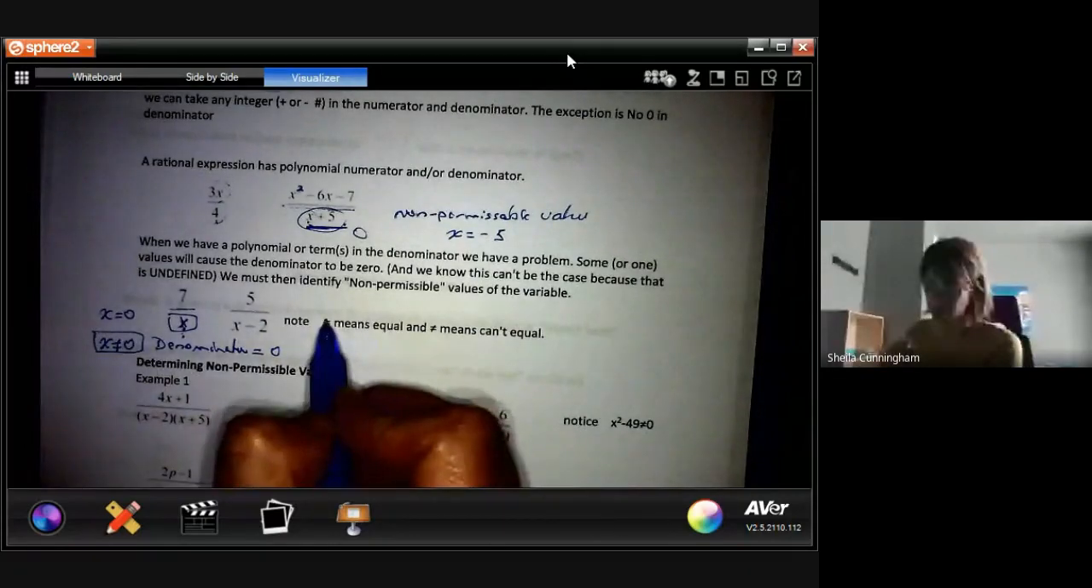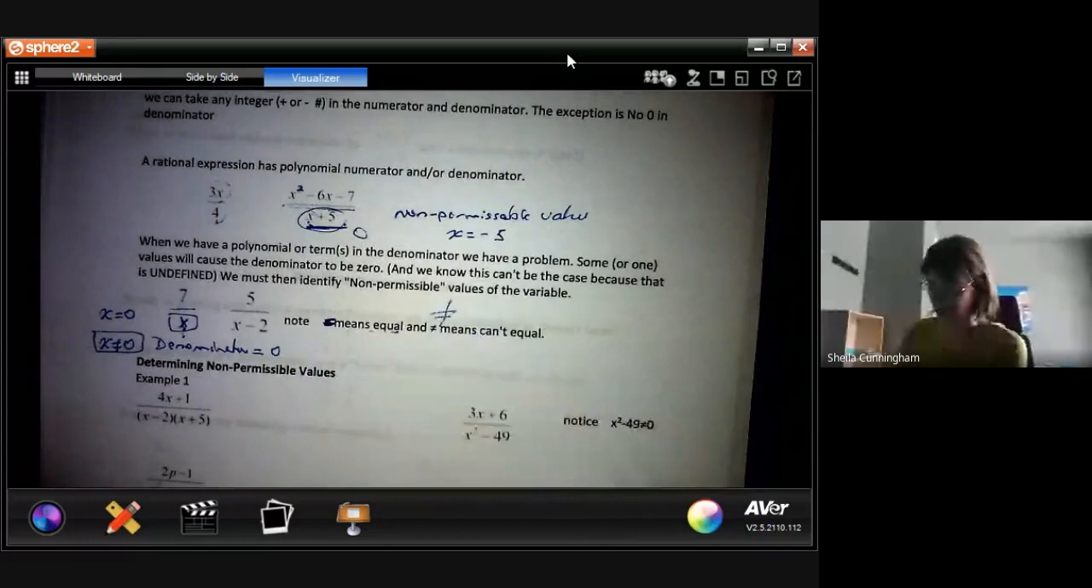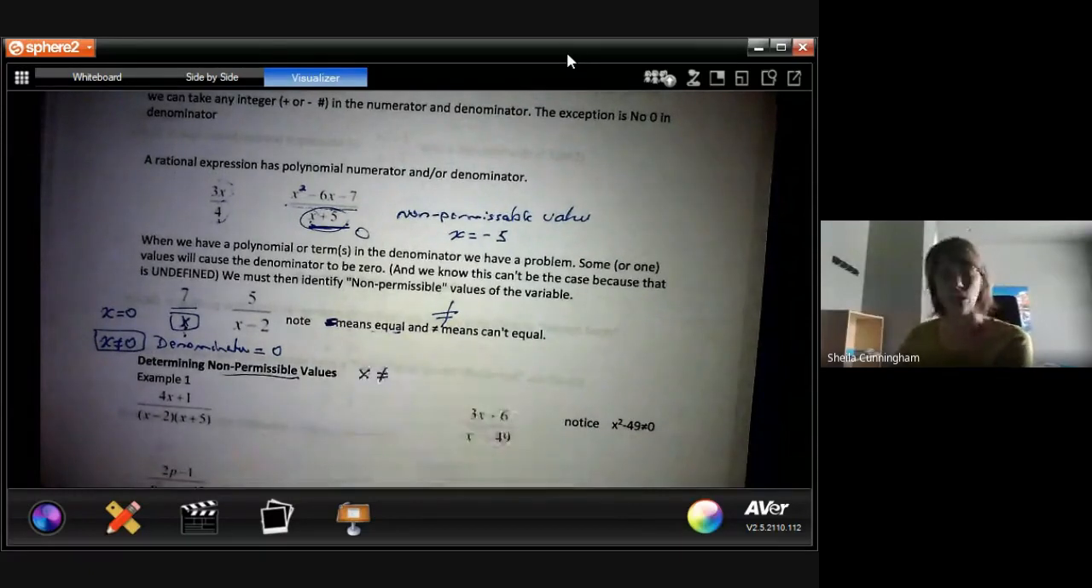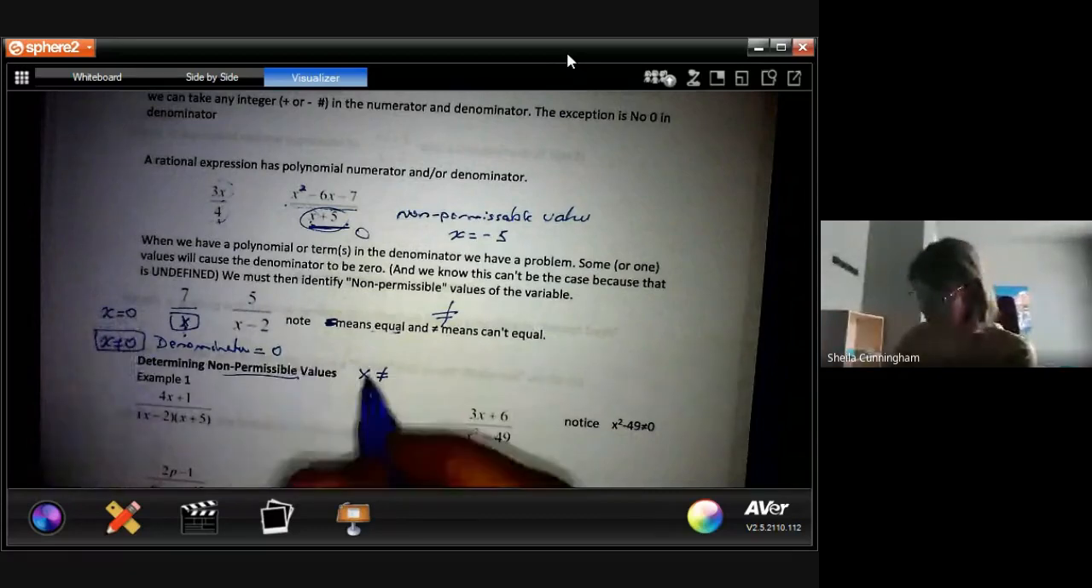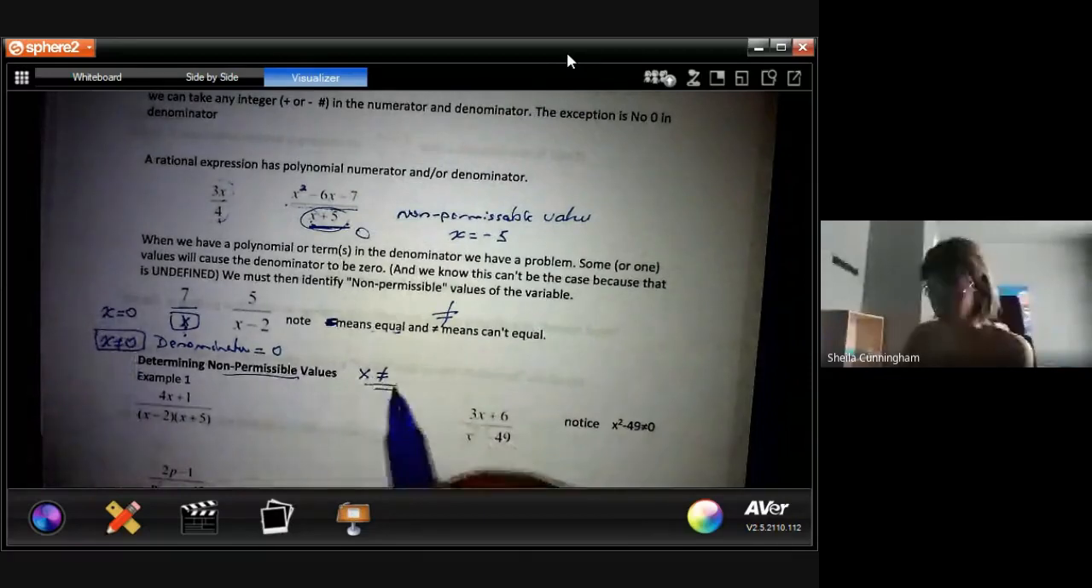Okay, so just to take note, an equal sign means equal, and an equal sign with a line through it means it can't equal that. So when we talk non-permissible values, we're always going to say x can't equal whatever that value is. We may set it up as an equality so we can identify what the value is, but our final answer when we're trying to find our non-permissibles has got to be not equal to.